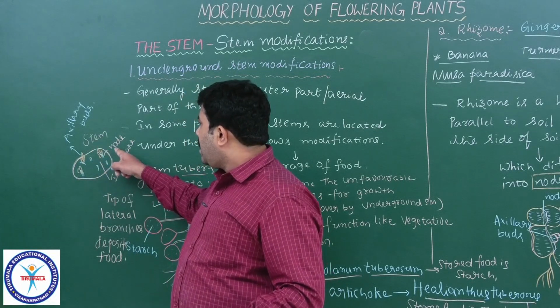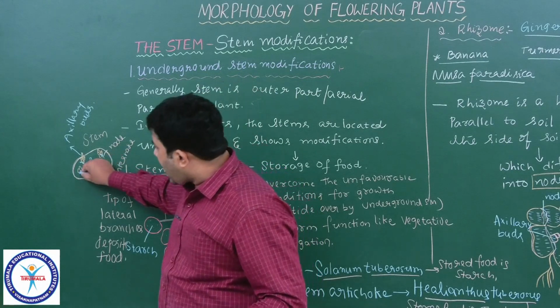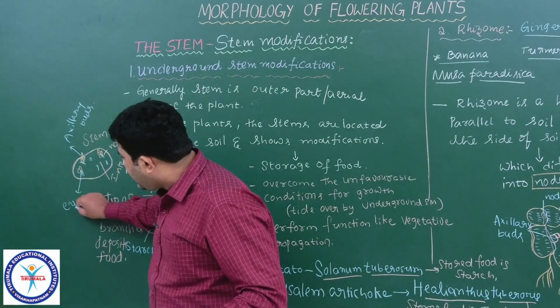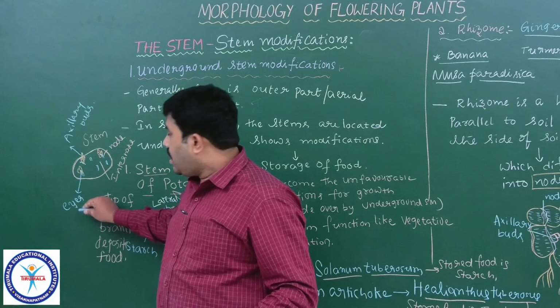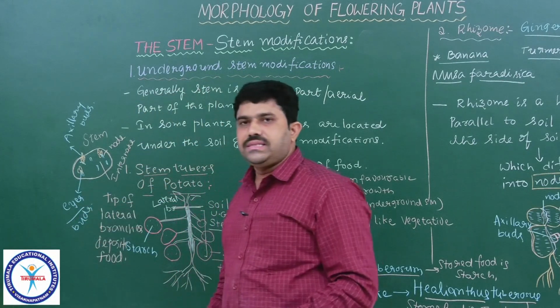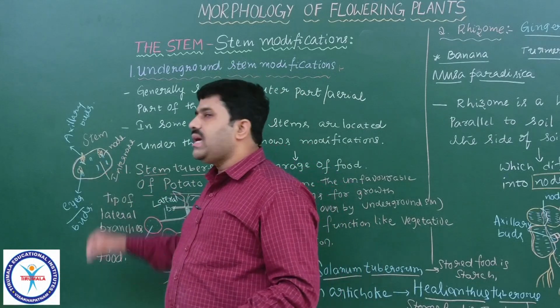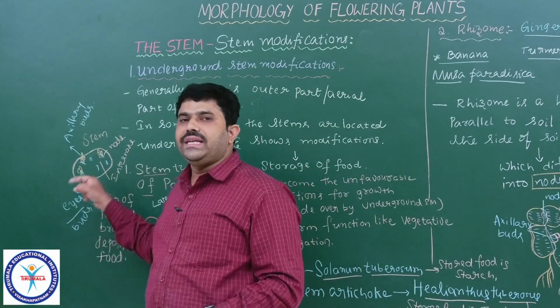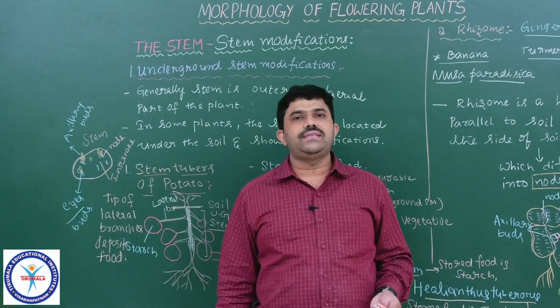This scar indicates a node. This scar is also called an eye, which produces buds, young growing plants. So these are also called eye scars. An eye scar indicates a node from which they produce axillary buds.